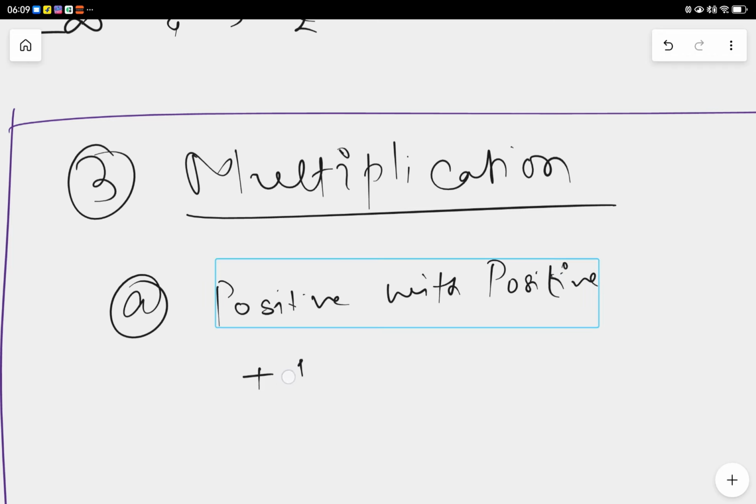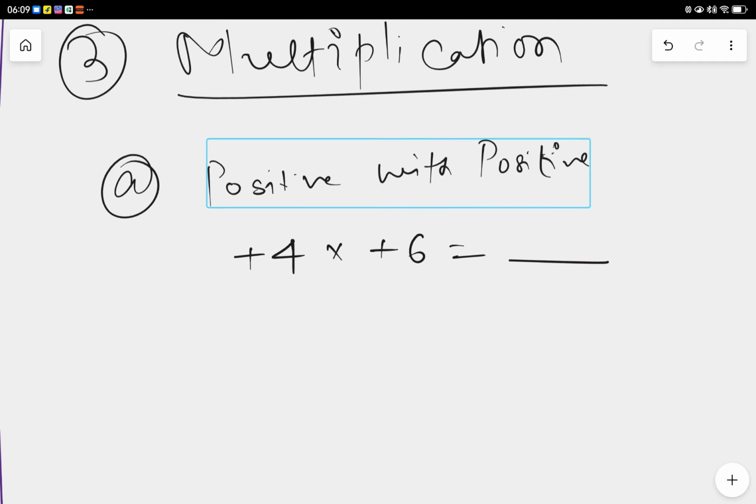So +4 multiplied by +6. So this is the rule that applies. First rule: if positive is multiplied by positive, it becomes positive. If positive is multiplied by a negative integer, the sign that comes is negative.